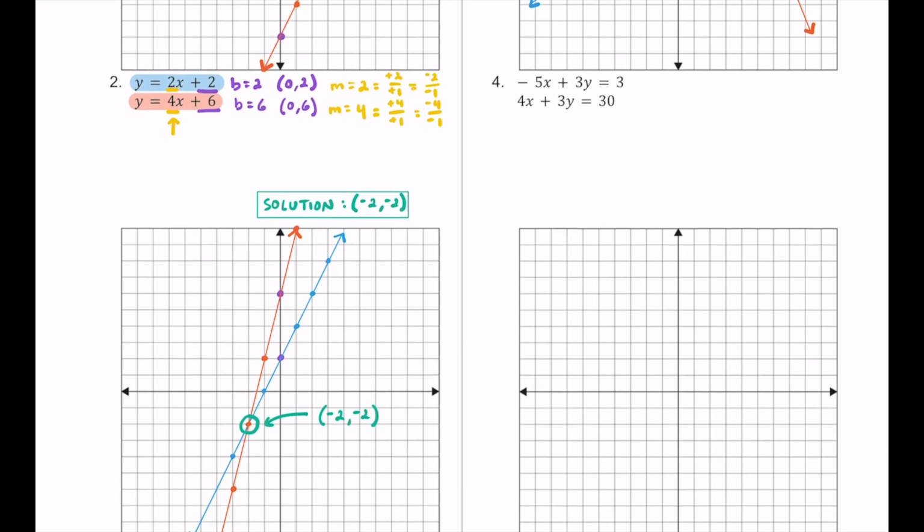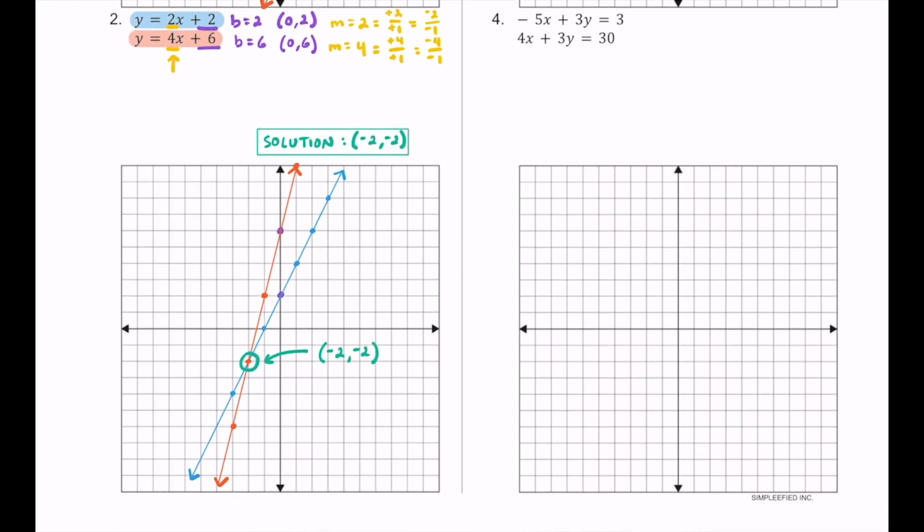Let's check out one more example in number 4. So for number 4, we have this first equation here of -5x plus 3y is equal to 3. Now, just like the last example, we have a standard form equation, so we don't know the slope or the y-intercept, so it's kind of hard to graph right from the start. Let's go ahead and rewrite this equation, and let's see if we can figure out more information here. So we have -5x plus 3y is equal to +3.